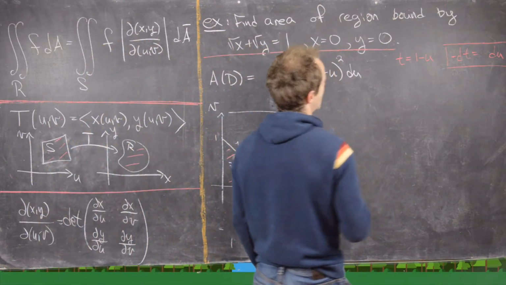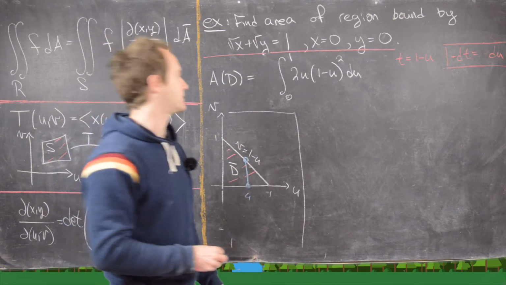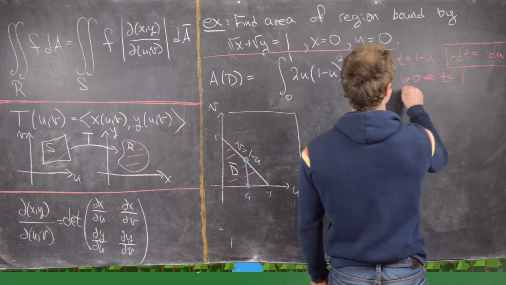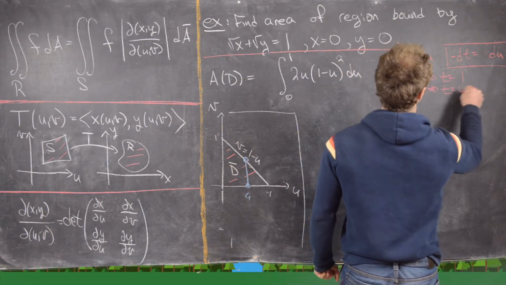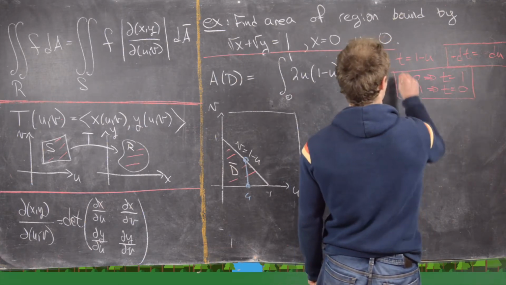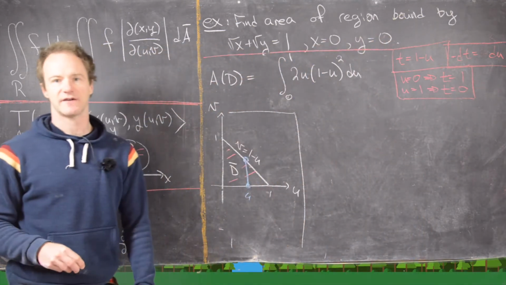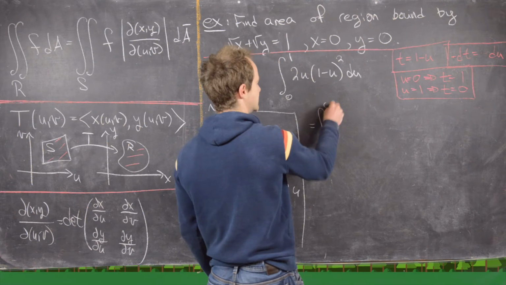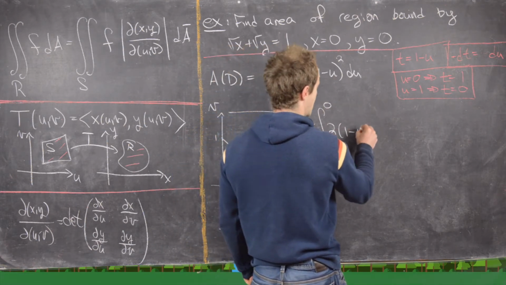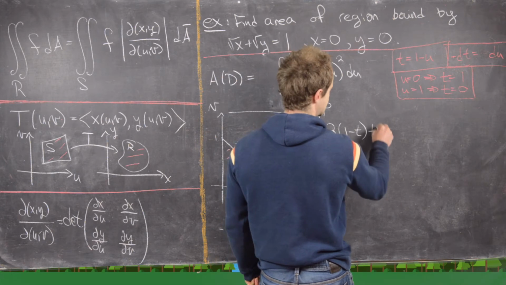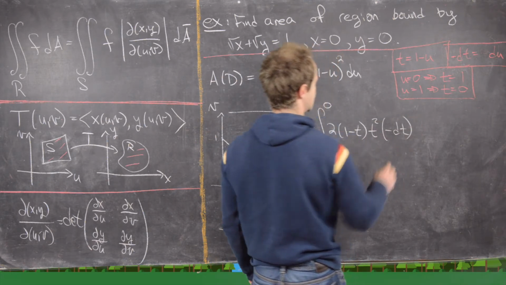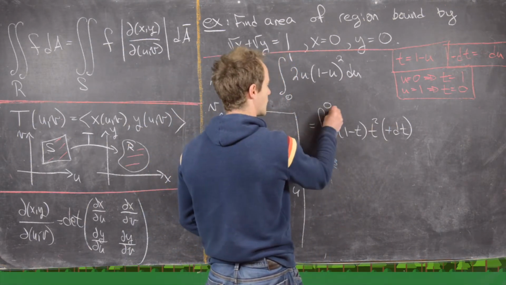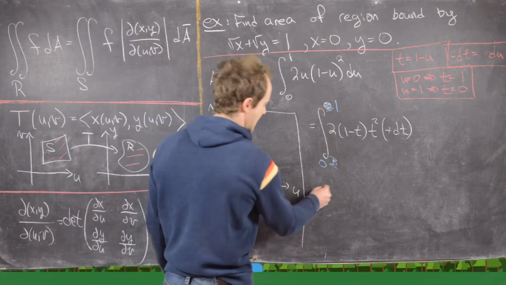And then let's see what happens to the bounds. So notice if u equals 0, that's going to make t equal to 1, and if u equals 1, that's going to make t equal to 0. So that changes the bounds of integration. So that finishes off everything we need to do this change of variables. Notice that's going to change us to the integral from 1 to 0 of 2 times 1 minus t times t squared, and then minus dt. So I'm going to go ahead and change this sign by switching the order of integration. And then I'm going to simplify.